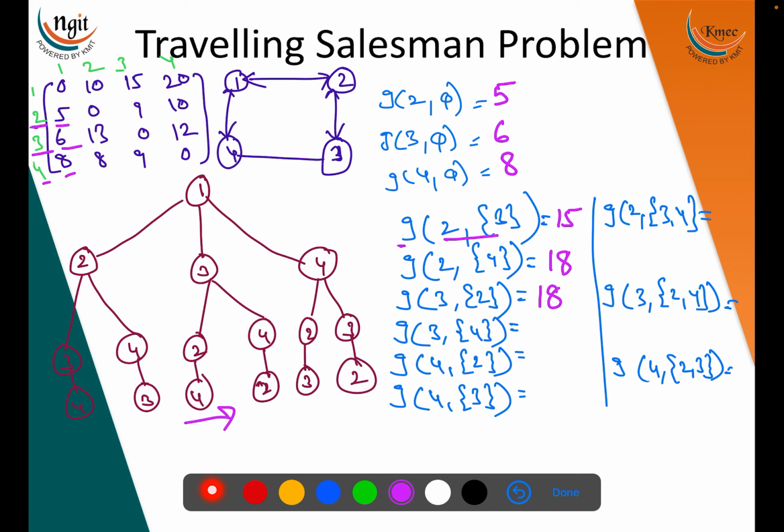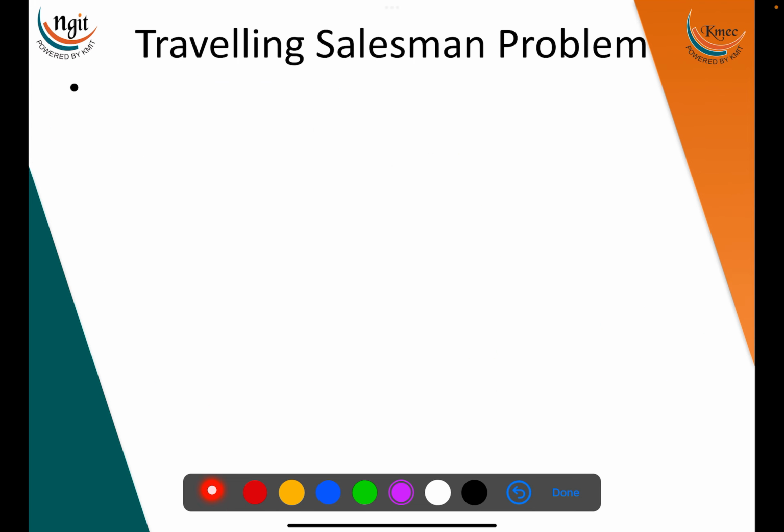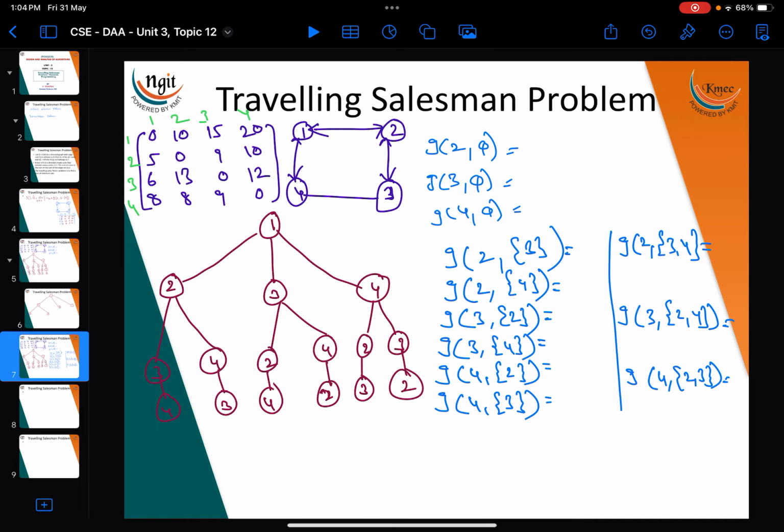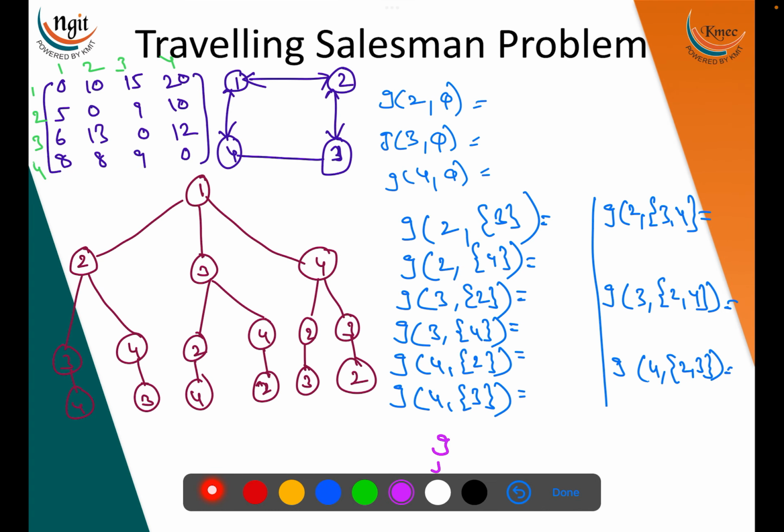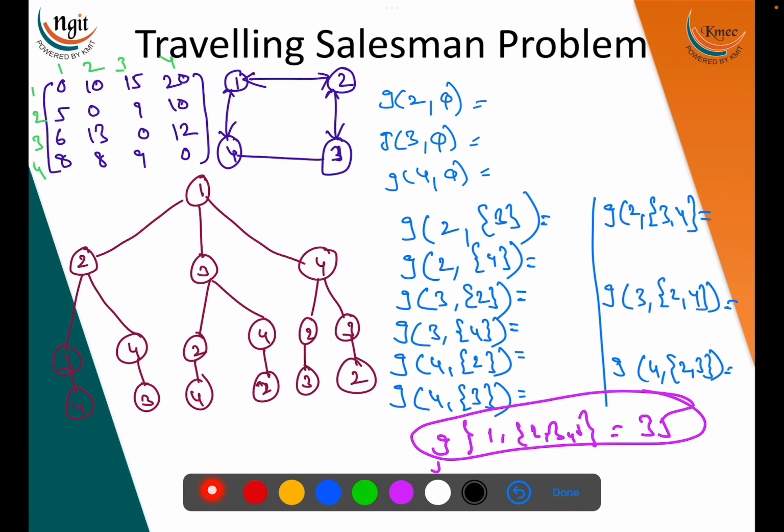Then you can copy over here. The 3 comma 4 value is 20, 4 comma 2 is 15. So from the recursive tree I am writing all this. I am not writing blindly. From the recursive tree I am writing all these values. 25, this is 25 and this is 23. So finally, the cost of G(1, {2, 3, 4}) is what? 35, the minimum cost. So this is the traveling salesperson problem solution. Thank you all.